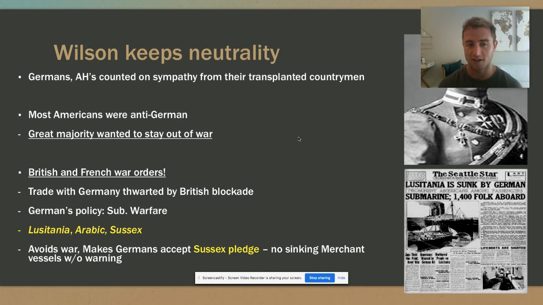That caused a huge uproar to go to war with Germany, which Wilson temporarily quells. The Arabic, another British ship with 2 Americans on board, and then the Sussex, which was a French ship with Americans on board. And finally, Wilson is going to make the Germans accept the Sussex Pledge, which said you cannot sink merchant vessels without warning. You are killing Americans, and if you continue to do this, we are going to go to war against you.